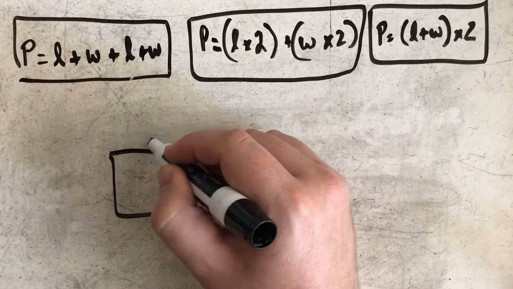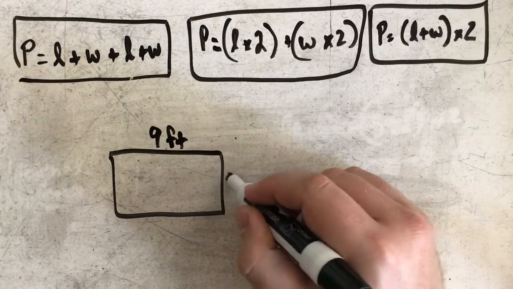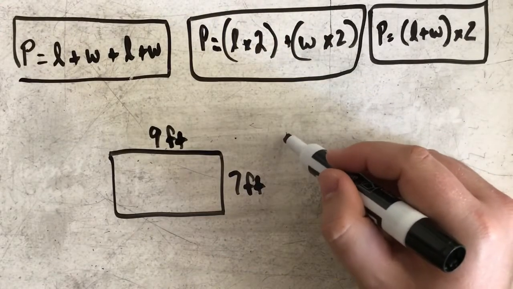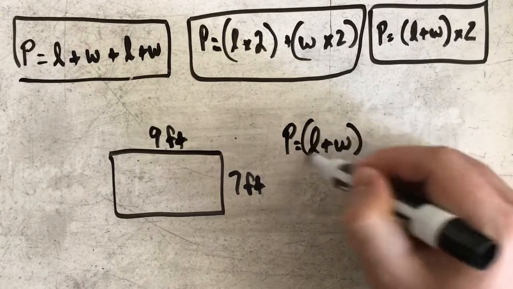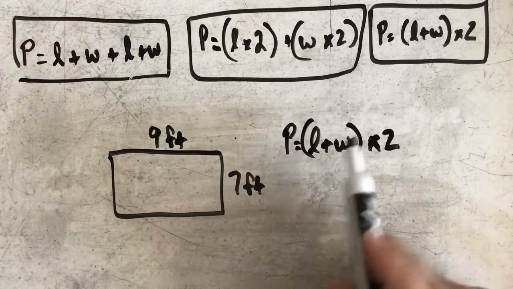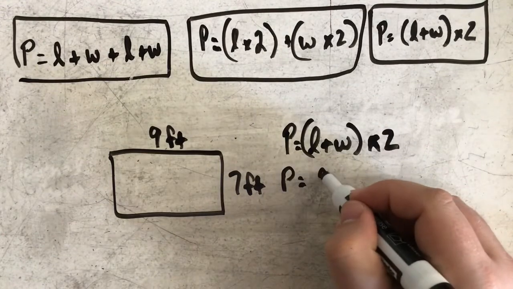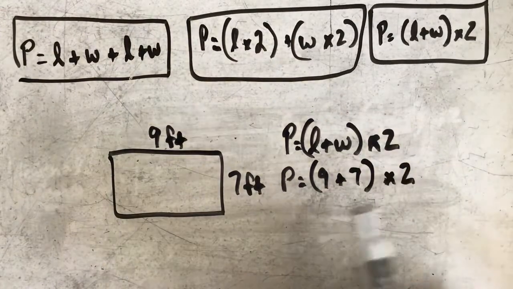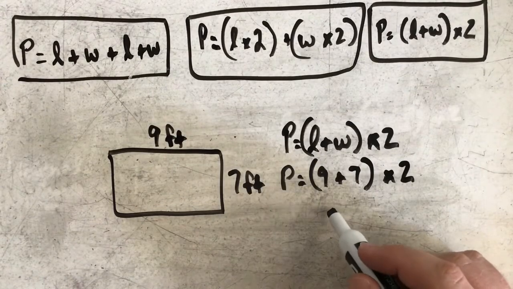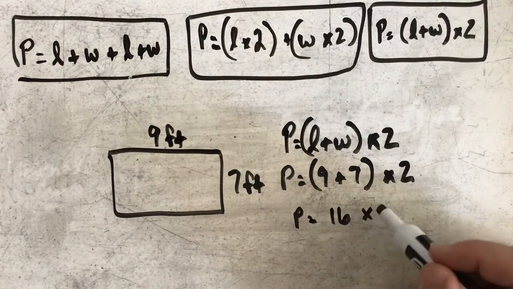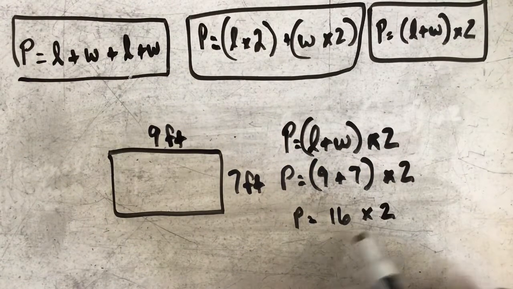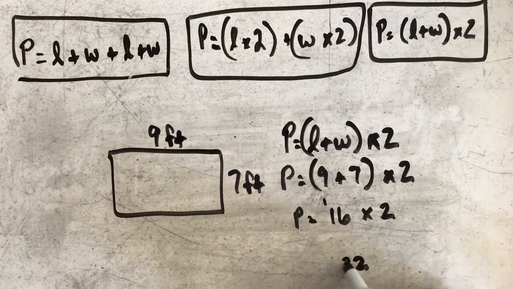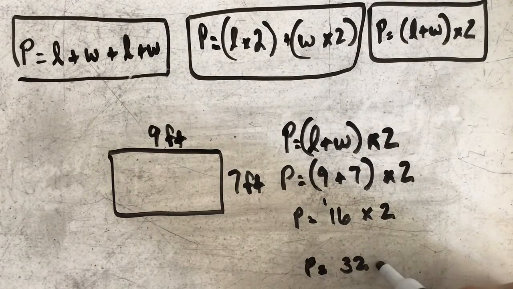This one will say 9 feet by 7 feet. So for this one, we're going to use the third formula, length plus width times 2. And then I'm just going to plug in my numbers that I have. So I know that the length is 9 feet, plus the width, which is 7 feet, and then I'm going to multiply that answer by 2. 9 plus 7 gives me 16. And if I multiplied 16 by 2, 2 times 6 is 12, and 2 times 1 plus 1 is 3. So my perimeter would equal 32 feet.